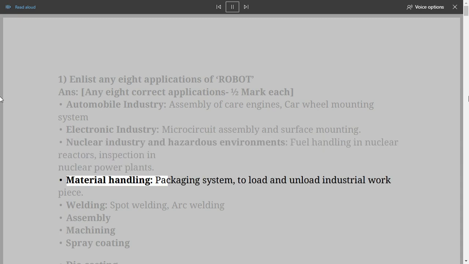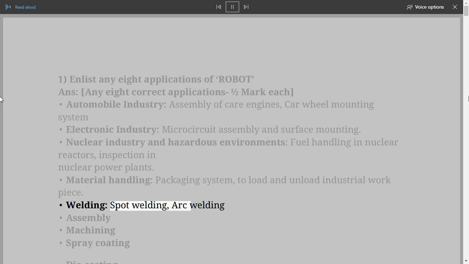Material handling: packaging system, to load and unload industrial workpiece. Welding: spot welding, arc welding. Assembly, machining, spray coating, die casting, coal mining.